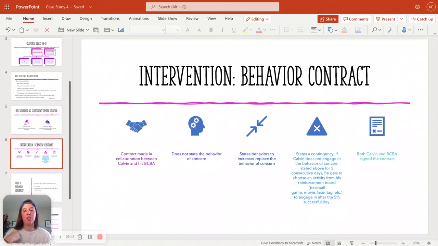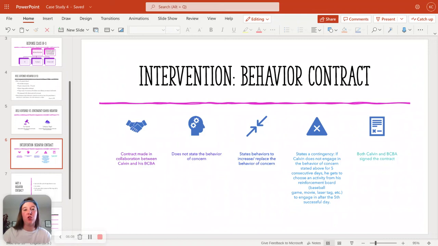So for the intervention, we did choose a contingency or behavior contract. The contract was made between Calvin and his BCBA. We didn't state the behavior of concern in the contract. We wanted him to focus on the behaviors we wanted to increase, those replacement behaviors. So those were asking for a break, asking for help, asking to do a task later.